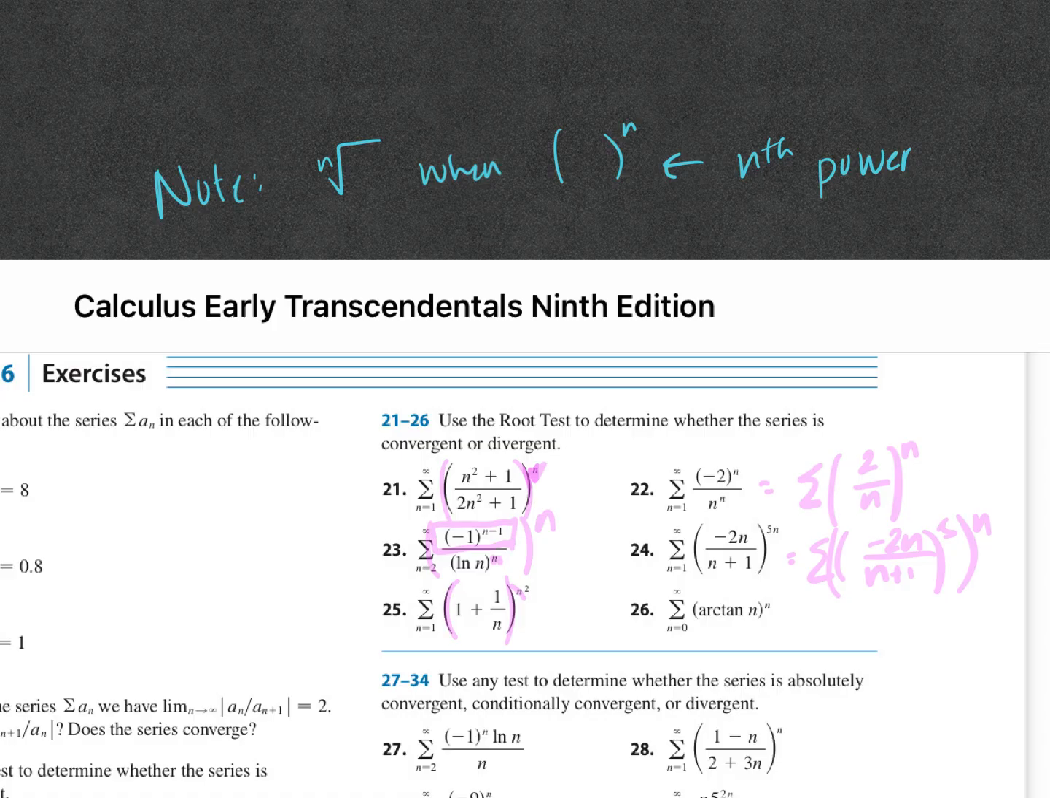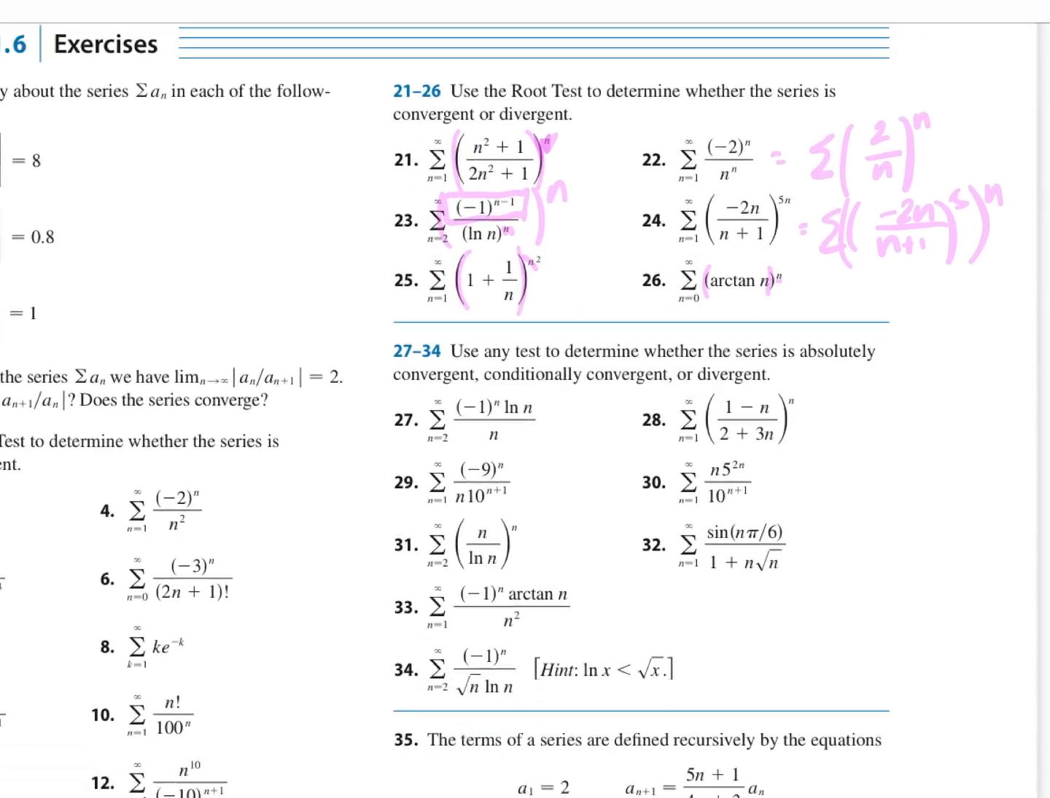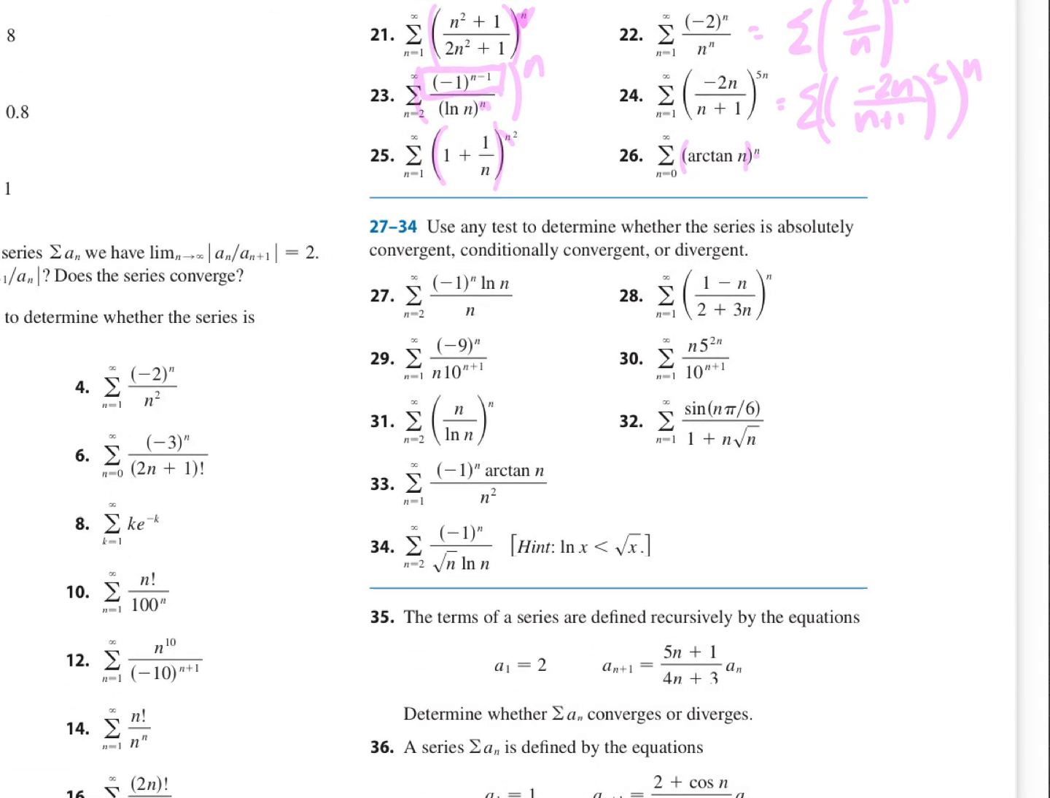So the nth root is going to cancel out that nth power. And here you definitely have an nth power. So you can see that it works in these cases. Now let's look down here. People want to use it on this problem, but you can't use it on this problem because you don't have an nth power for everything. This n right here doesn't have a power, and this has a power of n plus 1. You can't write it as a series to the nth power. But look, on number 31, you could use it because you have an nth power on the whole problem.